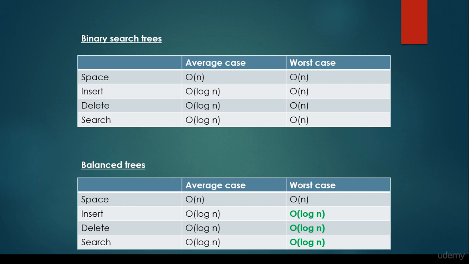What about the balanced binary trees? We came to the conclusion that the worst case running time is going to be equal to the average case running time. So the logarithmic running time is going to be guaranteed, and this balanced binary tree is going to be very, very predictable as far as the running times are concerned, and it is a very, very good feature for AVL trees and red-black trees.